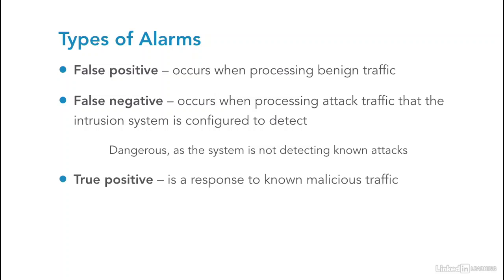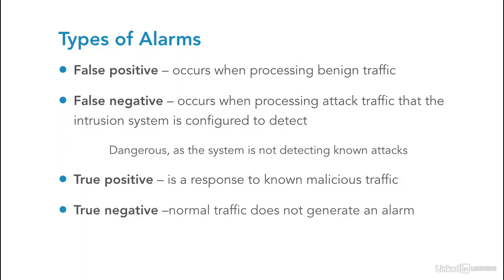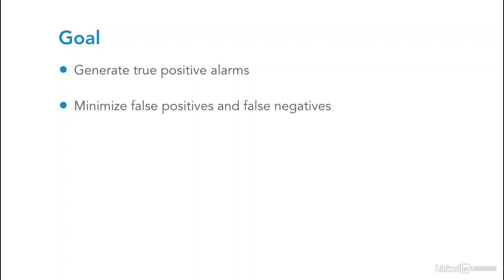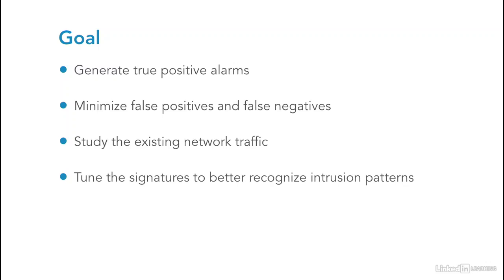A true positive is when the system generates an alarm in response to known malicious traffic. A true negative is normal network traffic that does not generate an alarm. The goal is to generate true positive alarms. To minimize false positives and false negatives, the administrator should study existing network traffic and then tune the signatures to better recognize intrusion patterns.